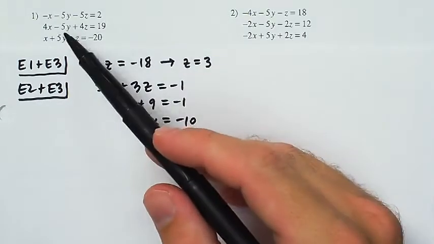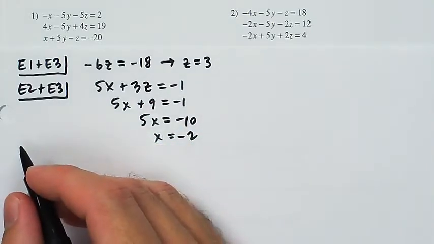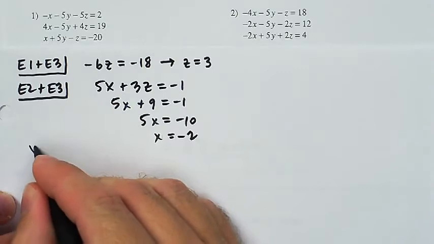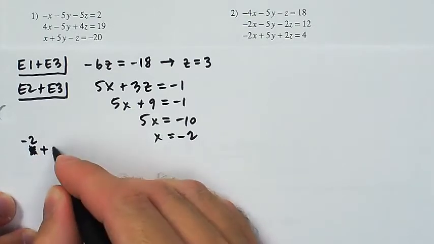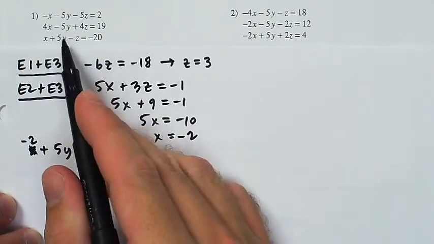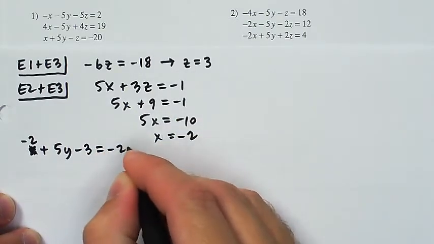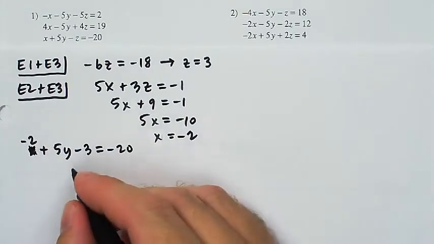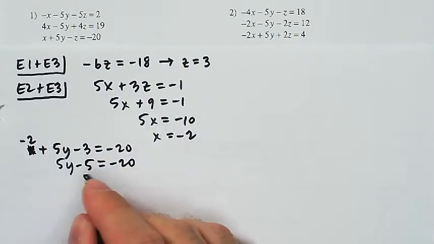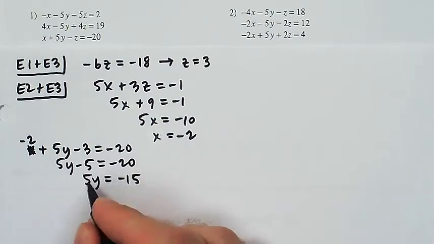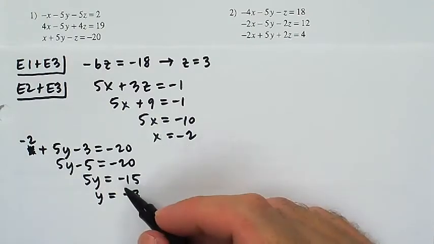And then from there, I'm going to go back to one of my original equations, maybe this one. x plus 5y minus z equals negative 20. So x plus 5y, well, we already know what x is. That's negative 2 plus 5y minus z is minus 3 equals negative 20. So I'll combine these terms, negative 2 and negative 3, and I'll have 5y minus 5 equals negative 20. I'll add 5 to both sides and divide by 5. And then I'll have myself a solution. x equals negative 2, y equals negative 3, z equals 3.